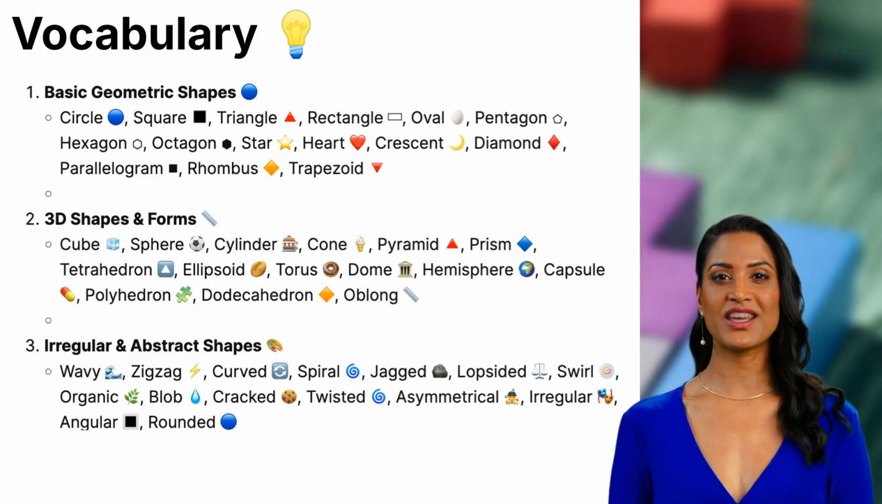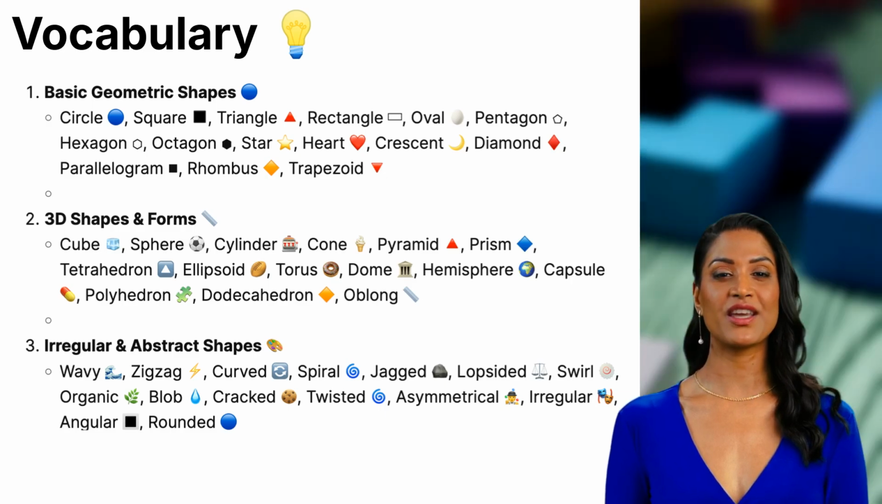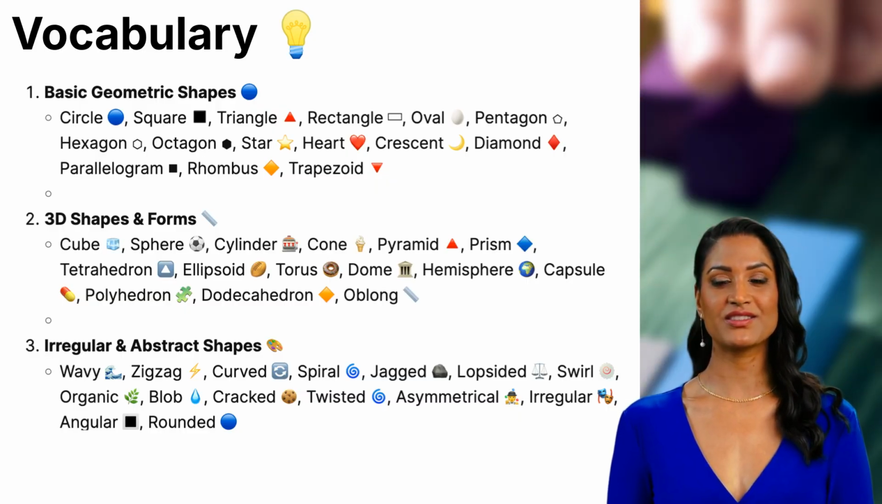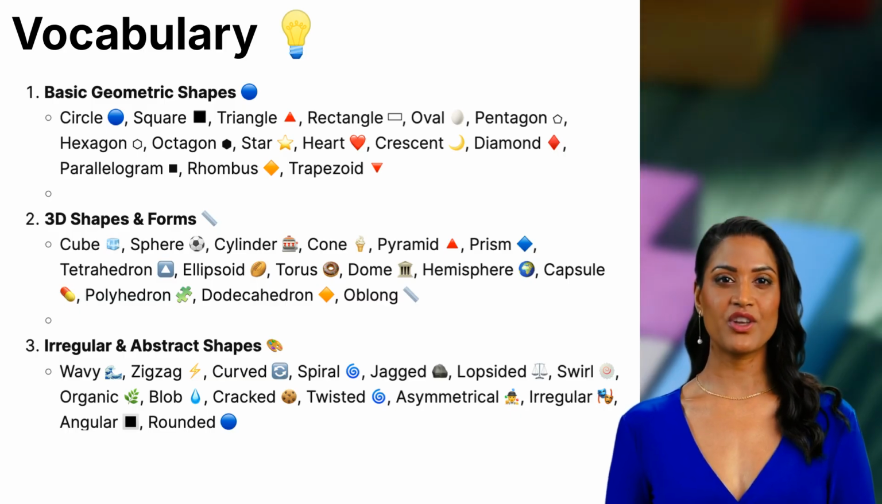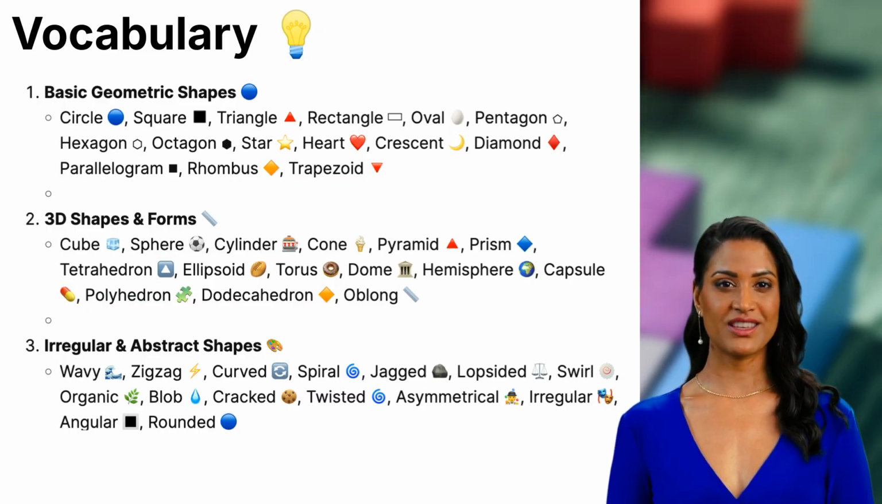Pentagon, a shape with 5 sides and 5 angles. Hexagon, a 6-sided shape often found in honeycombs. Octagon, an 8-sided shape commonly seen in stop signs. Star, a shape with pointed arms radiating from a center. Heart, a rounded shape representing love. Crescent, a curved shape like a moon phase.